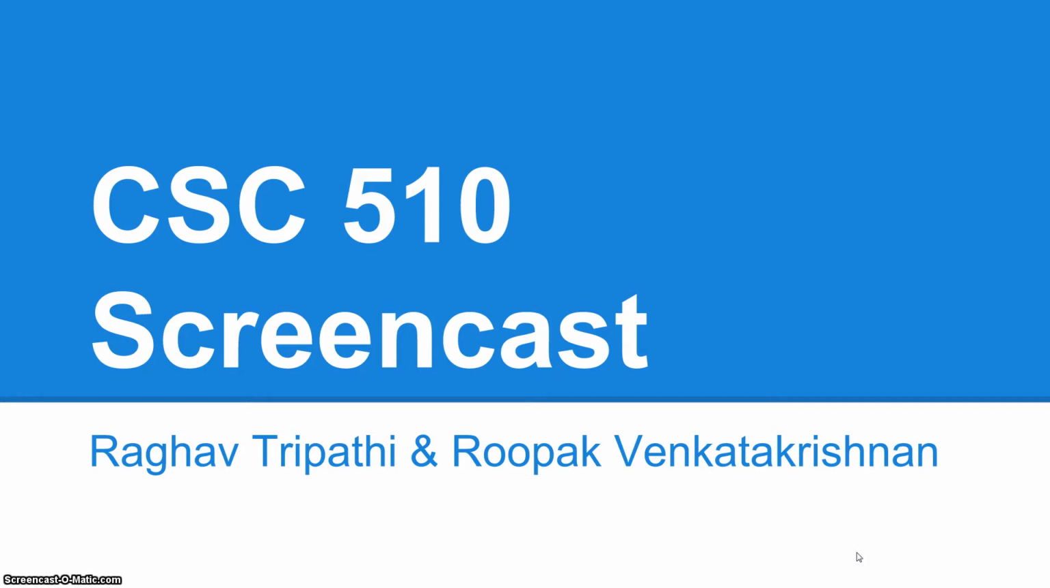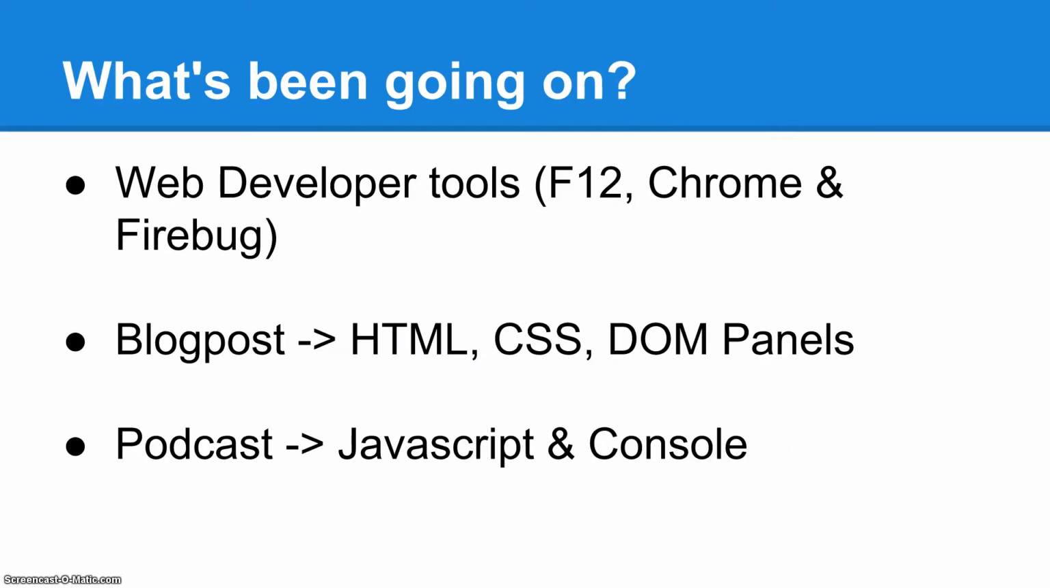So, we are continuing with our analysis of web developer tools that we have chosen for this project. The three tools that we picked were for the three popular browsers out there in the market today. One is the F12 developer tools for IE, we have the Chrome developer tools for Chrome, and the Firebug extension for Firefox. In the blog post, we looked at the HTML, CSS, and DOM panels in detail of each of these tools, how they help a developer to find issues in these three domains.